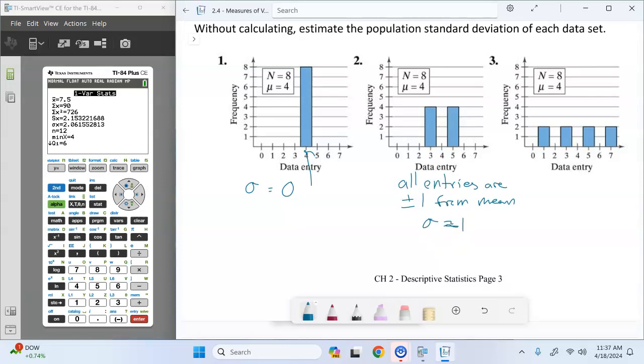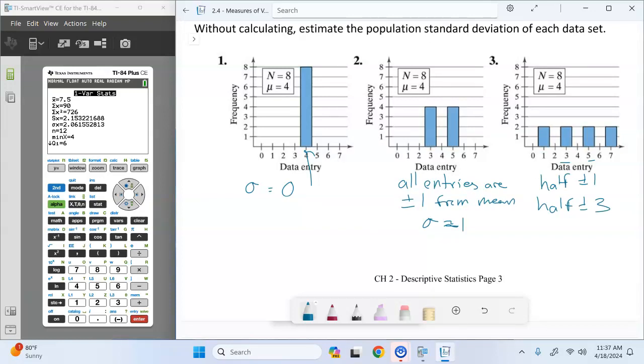When we look at that third data set, we have more variation. How would you describe the way the data is varying and how far away it is from our mean? Some of them are 3. What about the other half? That's 1, right? So half of the entries are plus and minus 1. I've got 3 and 5. The other half is plus and minus 3. 1 and 7.